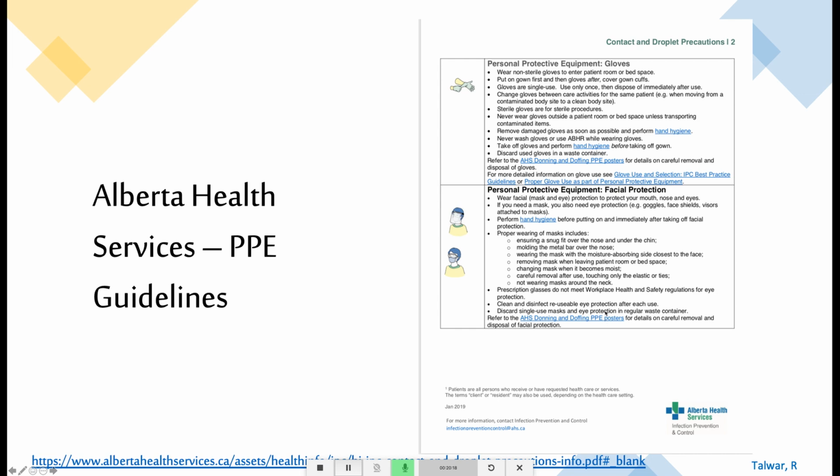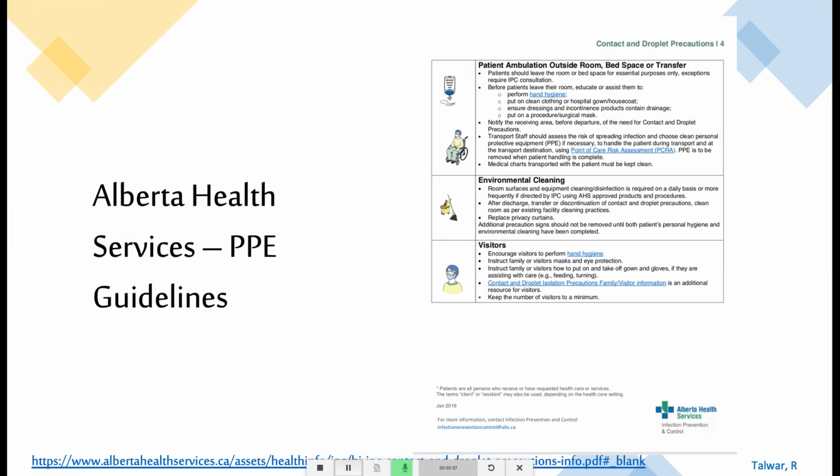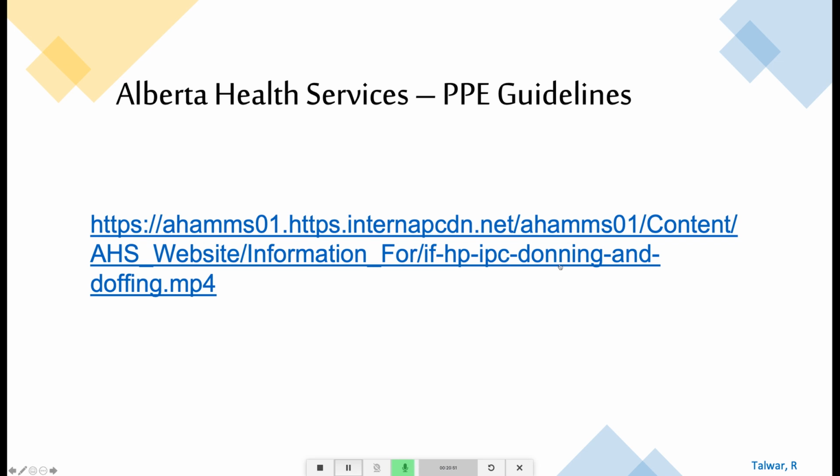And of course, if you go to that website, each of these links takes you to a different PDF document. In some cases, also a video, which I'll show you here in a minute, and goes through the eye protection, N95, and then, of course, handling patient care equipment and items. So take your time and read that. Patient ambulation, outside rooms, bed spaces. So this is more of a hospital-based information sheet, but still very important. Some of us who work in the hospital obviously have to go through that. So this is the link to the Alberta Health Services site for donning and doffing, and I'm just going to show you the video here.